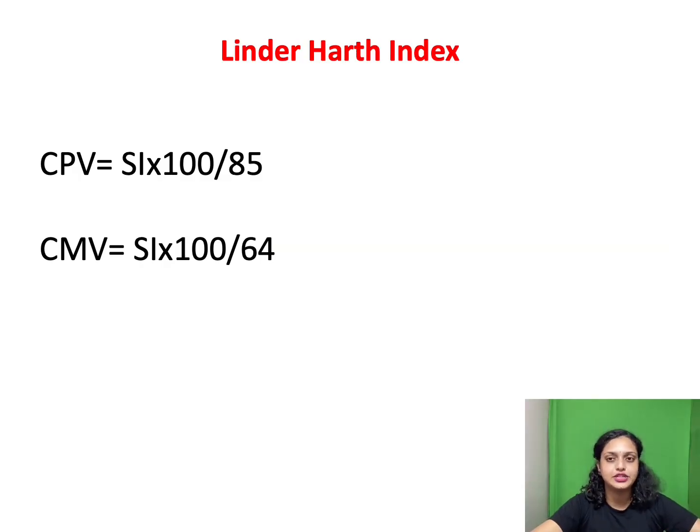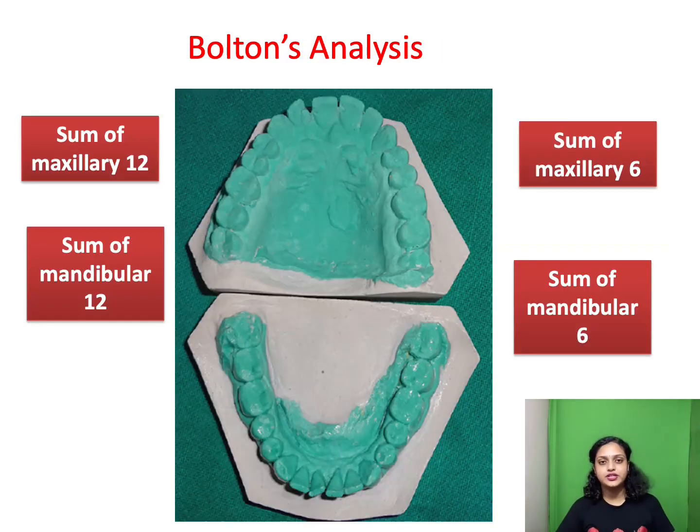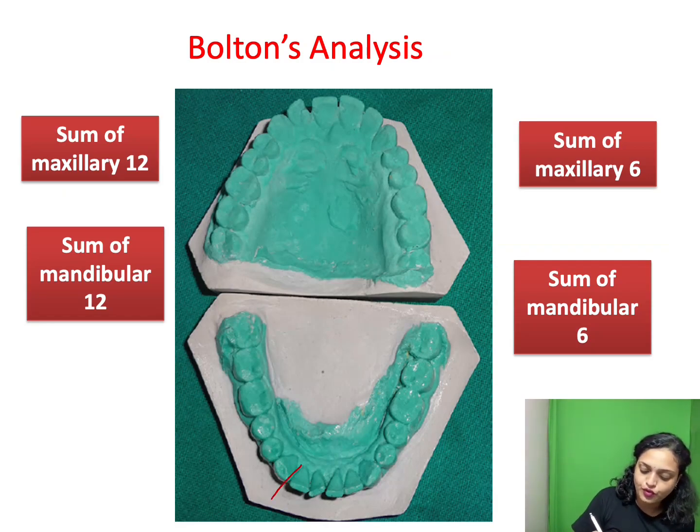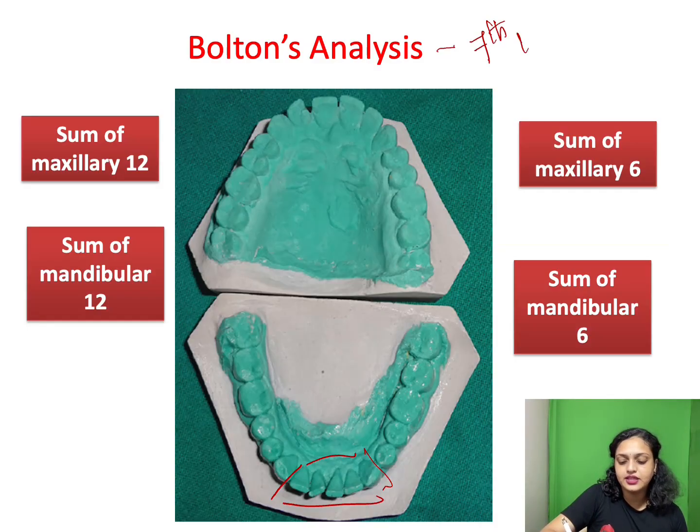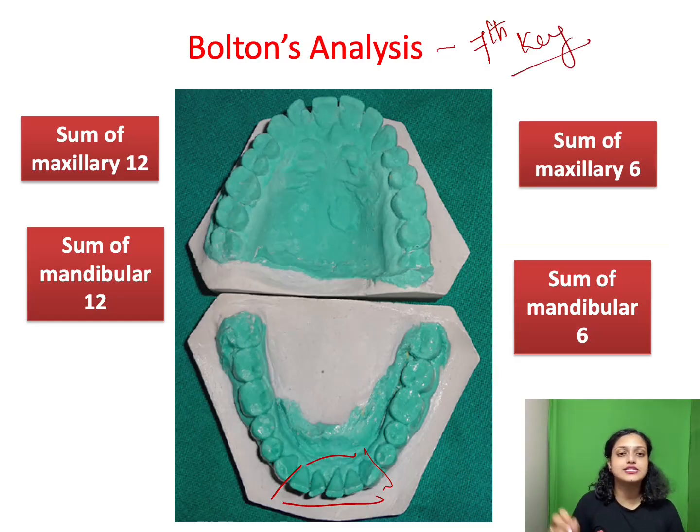However, in Bolton's analysis, you take the lower incisor width, the four lower incisors, to calculate Bolton's discrepancy, which we'll come to. With Bolton's analysis, one MCQ is that it's called the 7th key of Andrews' 6 keys of occlusion. Bolton's analysis is considered to be the 7th key.